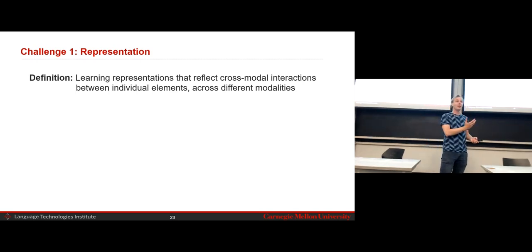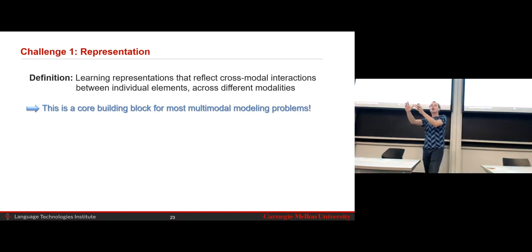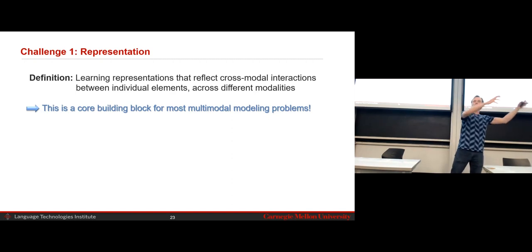But then you ask yourself, how do I learn representations that reflect the connections and the interactions? That is the main issue. When we started deciding the taxonomy, we thought representation learning is such an important aspect that we split it in two. We said, let's have local representation learning and then more global, contextualized representation learning.